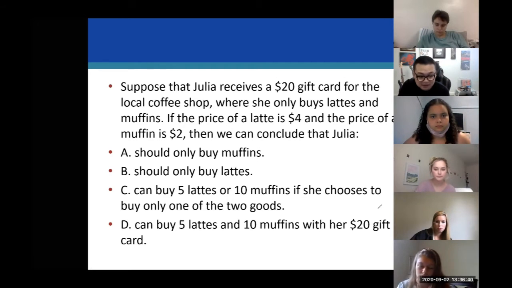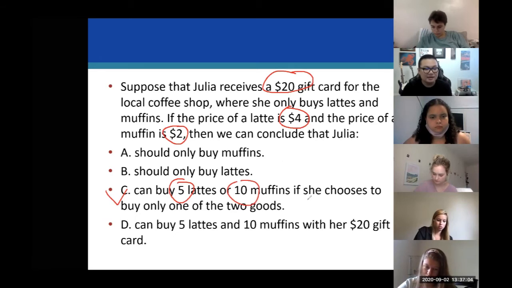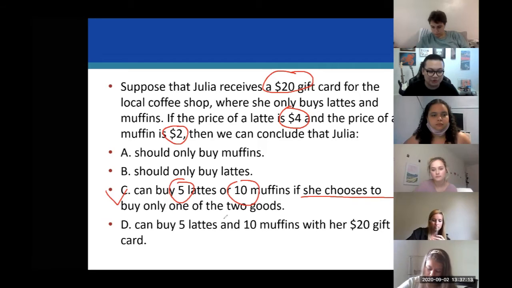C. Which one? C. That's correct. So it's asking you a very basic budget line question. You only have $20 and one product is $4 and one product is $2. So if we're using all of the money to buy lattes, we can buy 5. If we're using all of the dollars to buy muffins, we can buy 10. So the answer C here says you can buy 5 lattes or 10 muffins if she chooses to only buy one product.